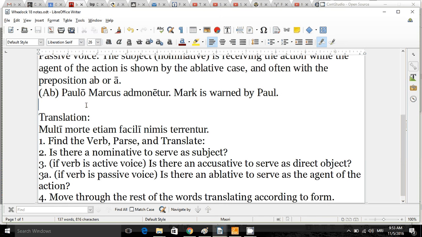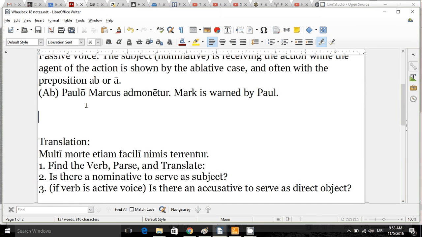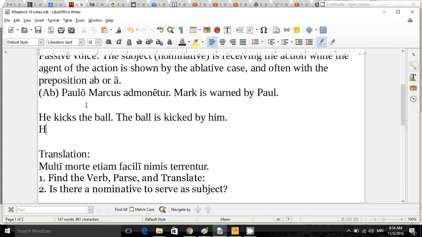So, just some other examples in English. He kicks the ball. That's active voice. What's the passive voice equivalent? The ball is kicked by him. So active voice, he eats the taco. Passive voice, the taco is being eaten by him. You get the idea.